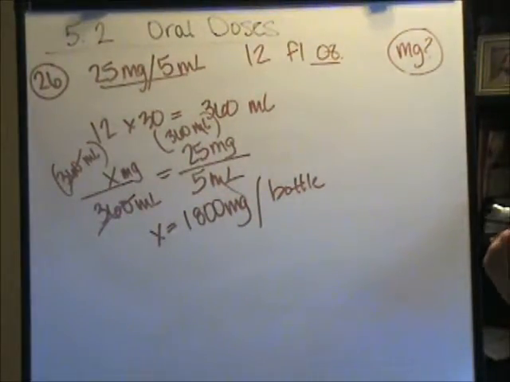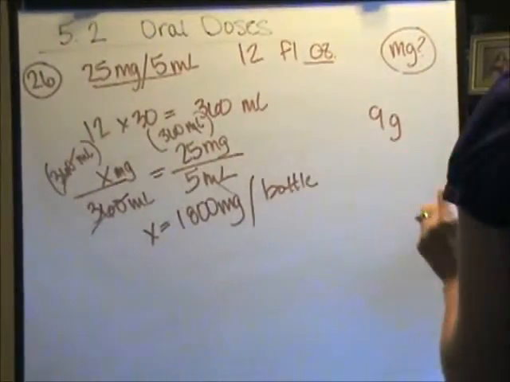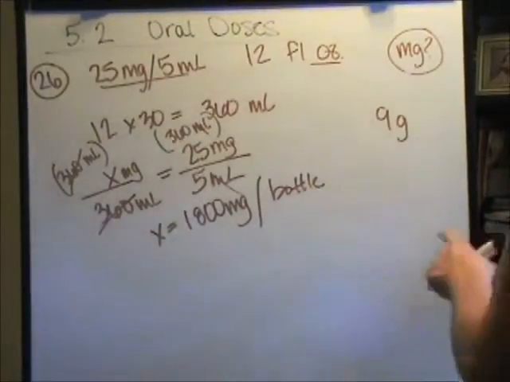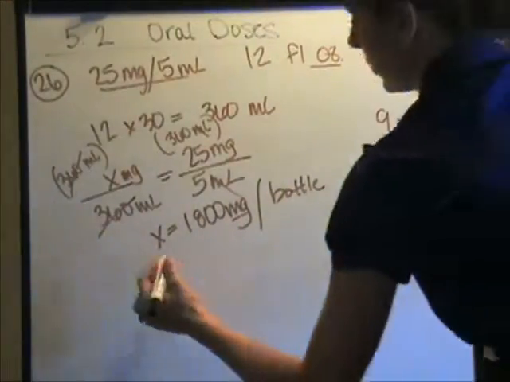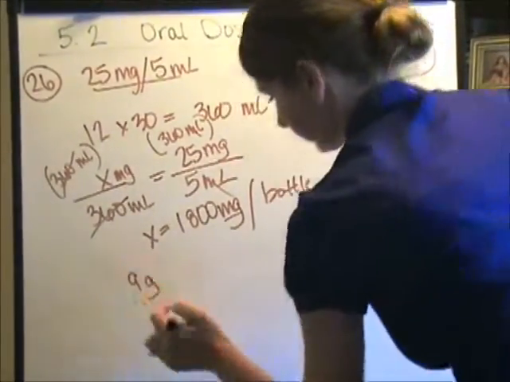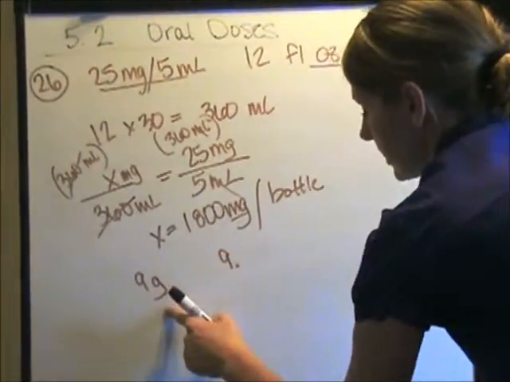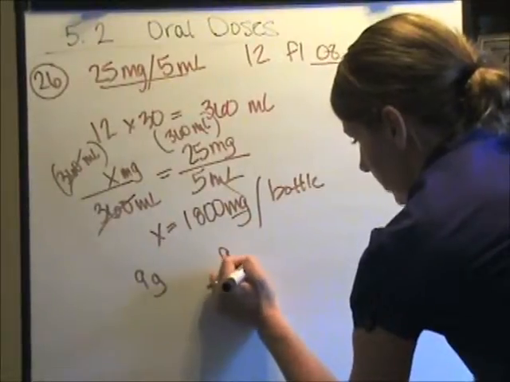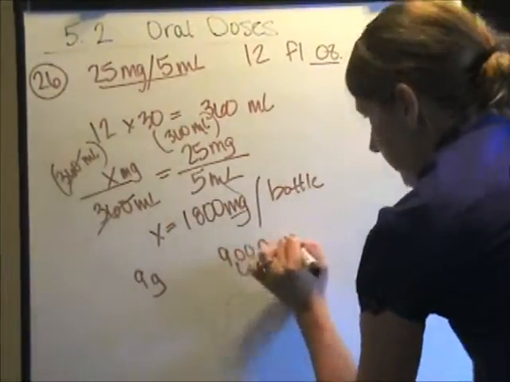If the patient is to get a total of 9 grams for a full therapy program, how many refills will be needed? Well, right here we're in grams and right here we're in milligrams. So let's real quick convert 9 grams to milligrams. 9. And we know that there are 1,000 milligrams per gram, so we're going to move the decimal 3 to the right. 1, 2, and 3. So we have 9,000 milligrams.